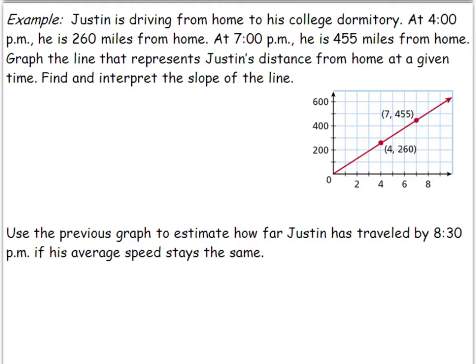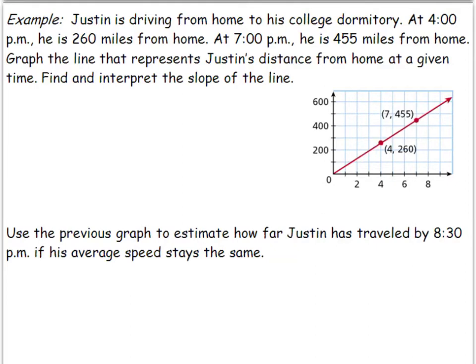So we're going to take a look at a real-world example for slope. We're going to talk about Justin. He is driving from home to his college dorm, and at 4 p.m. he is 260 miles from home, and at 7 p.m. he is 455 miles from home. They've graphed out his traveling situation, representing time and the distance he is away from home, and we want to find the slope of this line and interpret what it means.